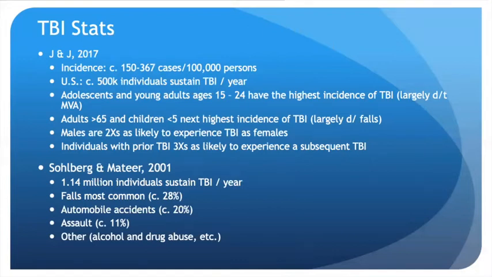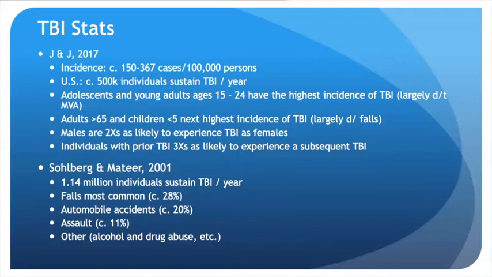So, just a few TBI statistics. TBI incidence differs depending on the source you're looking at, but according to the J&J sources, there are between 150 and 362 cases per 100,000 individuals. In the US, about 500,000 individuals sustain a traumatic brain injury every year. It seems that adolescents and young adults have the highest incidence, and this is largely motor vehicle accidents. Then ages 65 and up and below 5 are the next highest demographic groups, and these injuries occur primarily due to falls. Males are twice as likely as females to experience TBI, and individuals with TBI are 3 times as likely to experience a subsequent TBI.